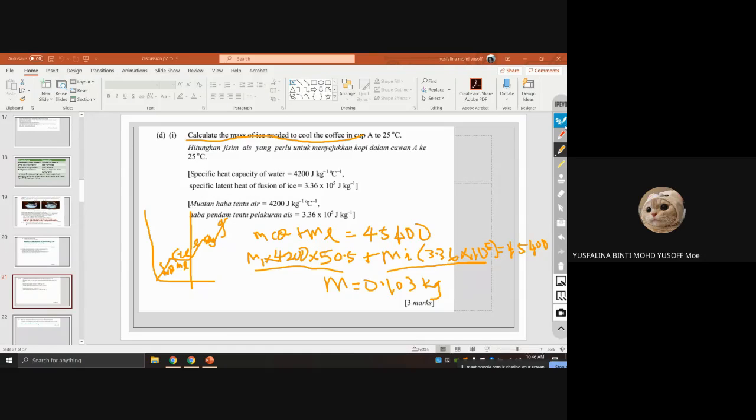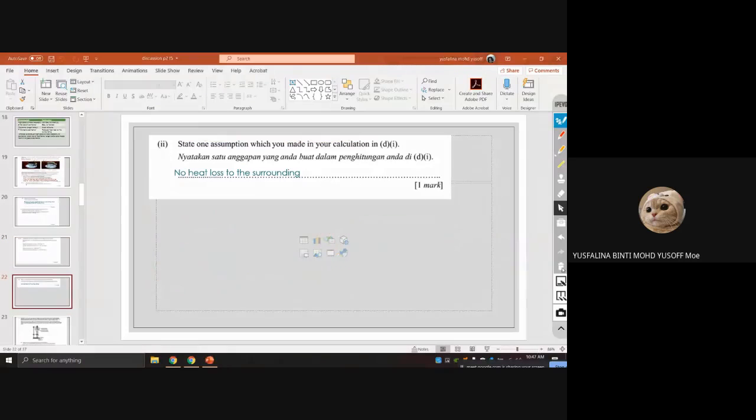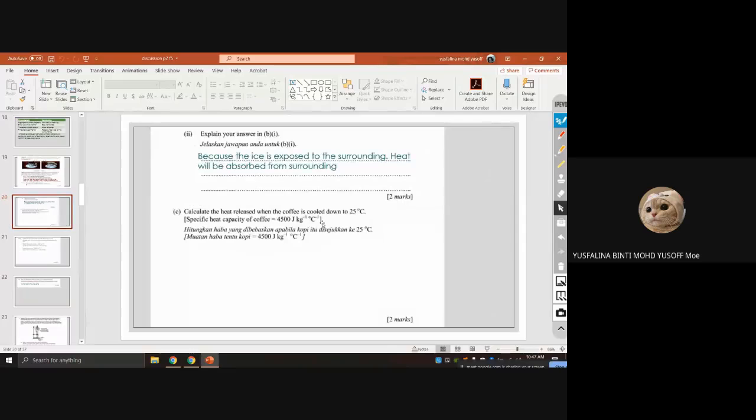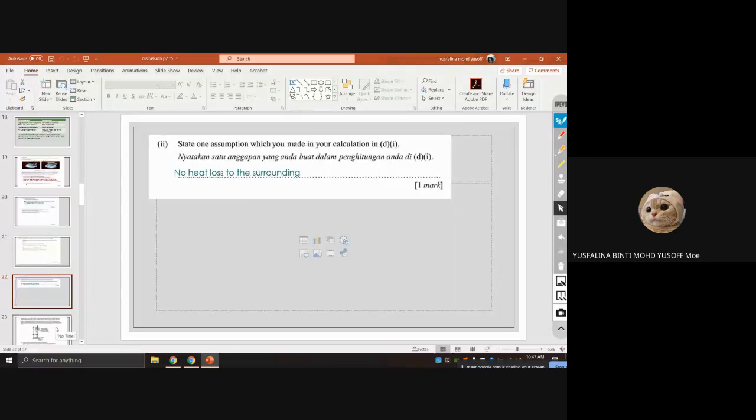Okay, and then next one. Okay, so what is the assumption? So the assumption that you made is that no heat is lost to the surrounding. Okay, so it means that the amount of heat released when the coffee is cooled down is actually the same as the amount of heat absorbed by the ice to cool down the coffee. Okay, so that's the assumption.